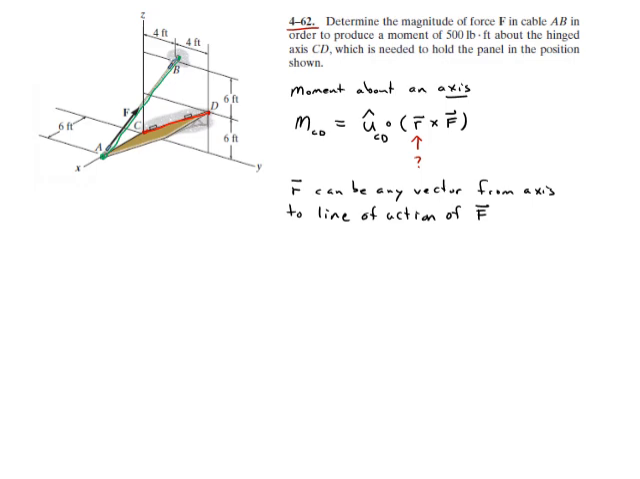Okay, so now our plan is just to write each of these things in Cartesian components and then use the cross product and dot product. I should say before I go on that the problem is really missing a word. It says to produce a moment of, what should be here is magnitude, 500 foot-pounds around the hinged axis. Okay, so let's start writing down the Cartesian components of all of those vectors.